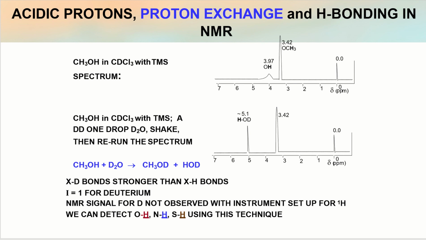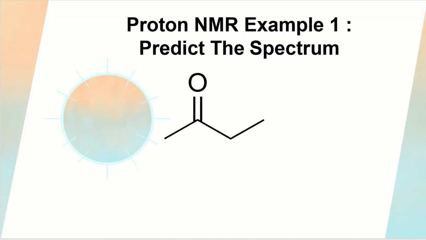All right, so as I said, this lecture is mainly applications, so let's see if we can get into them. All right, so Proton NMR Example 1. A question that you might see is predict the spectrum. So you have this structure, right?